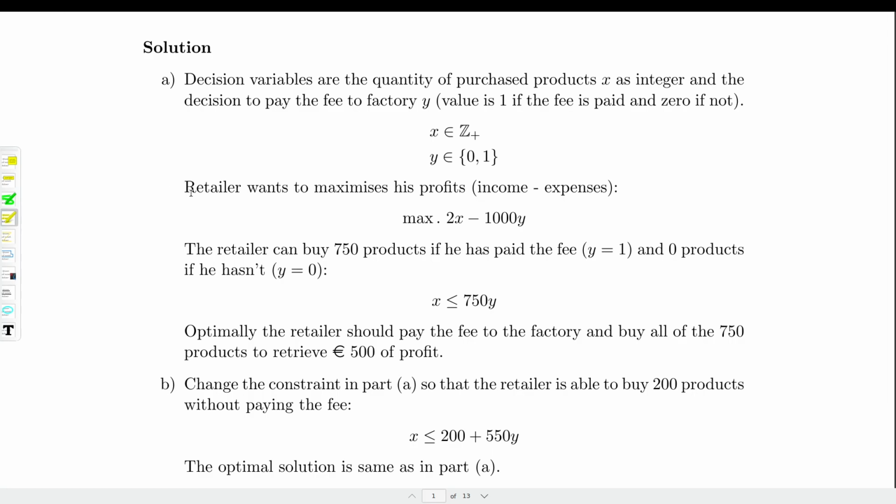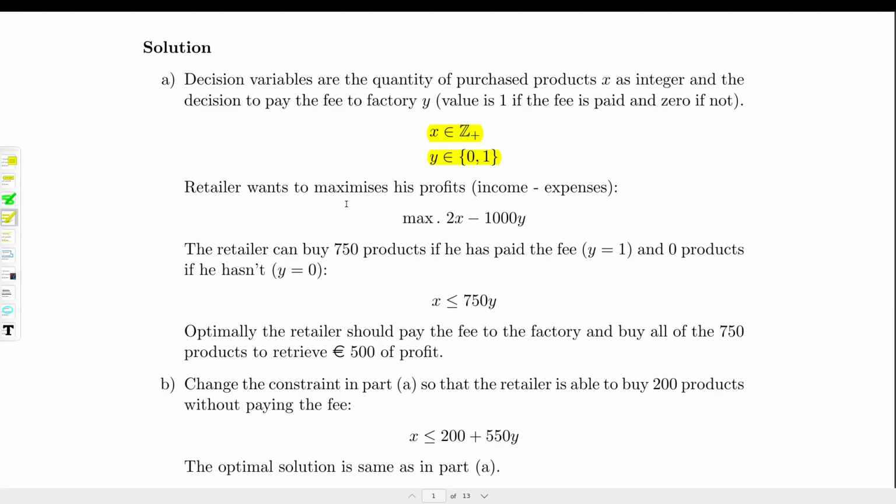Let's look at the solution to part A. In part A we have decision variables, which are the quantity of purchased products denoted by X, and they are integers, as we see here. And the decision to pay the fee to the factory is denoted by the variable Y, where it's 1 if the fee is paid and it gets value 0 if the fee is not paid.